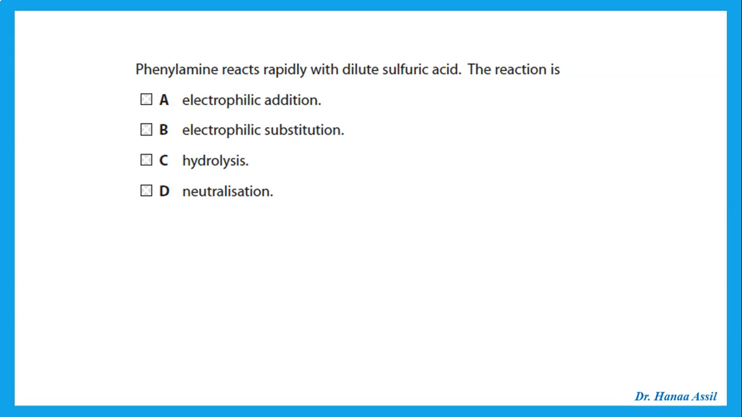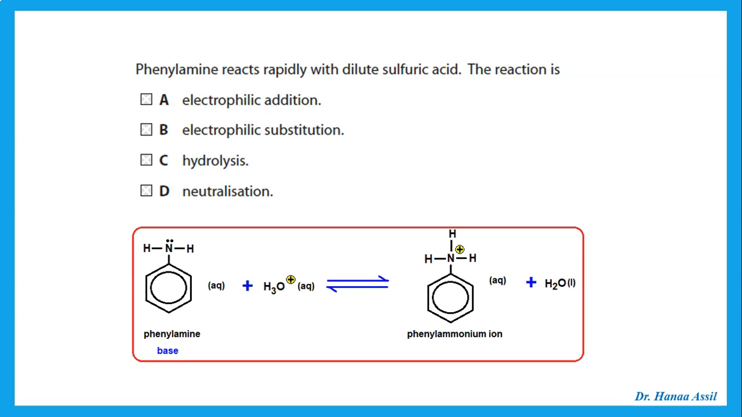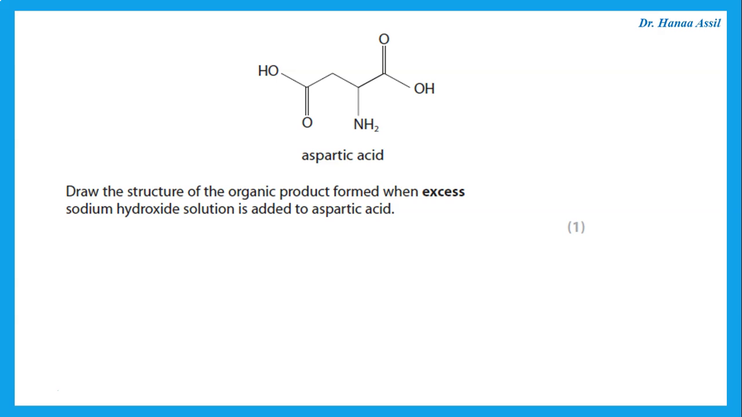Phenylamine reacts rapidly with dilute sulfuric acid. This reaction is what type? Well, phenylamine is an amine, and when we react it with an acid, it forms an ammonium salt plus water, acid plus base to give salt plus water. That is a neutralization reaction.